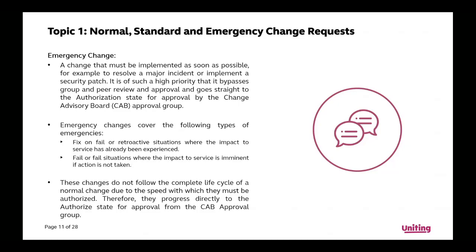Emergency changes cover the following types of emergencies: fix on fail, or retroactive situations where the impact to service has already been experienced, or fail situations where the impact to service is imminent if action is not taken. These changes do not follow the complete life cycle of a normal change due to the speed with which they must be authorized. So they need to be much faster as far as resolution is concerned. And therefore, they progress directly to the authorized state for approval by the CAB.